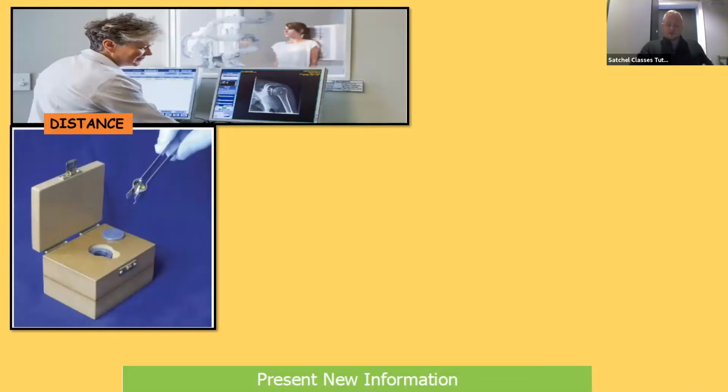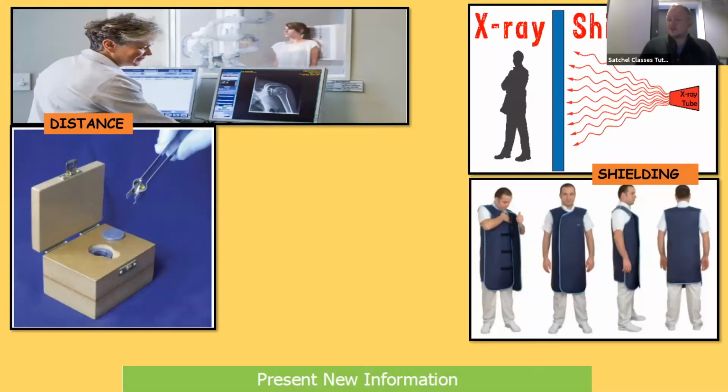So some of the employed techniques are distance. You can see here we've got the person holding it with tongs and the radiographer there taking the scan of the lady in the background behind a wall at a distance from the source with glass in between so she can see. We've got X-ray shielding. Again, we talk about the wall that provides shielding. The vest that they use or the apron that they use is lead lined.